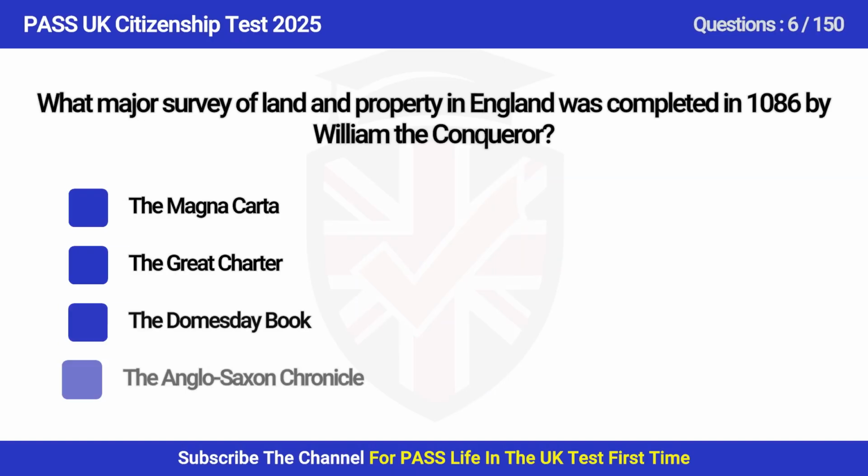Question 6. What major survey of land and property in England was in 1086 by William the Conqueror? A. The Magna, B. The Great Charter, C. The Domesday Book, D. The Anglo-Saxon Chronicle.